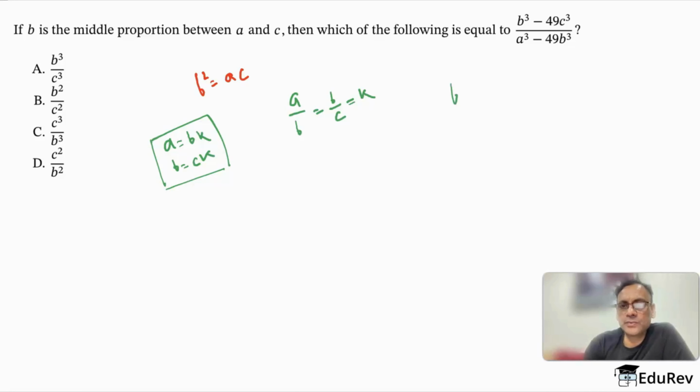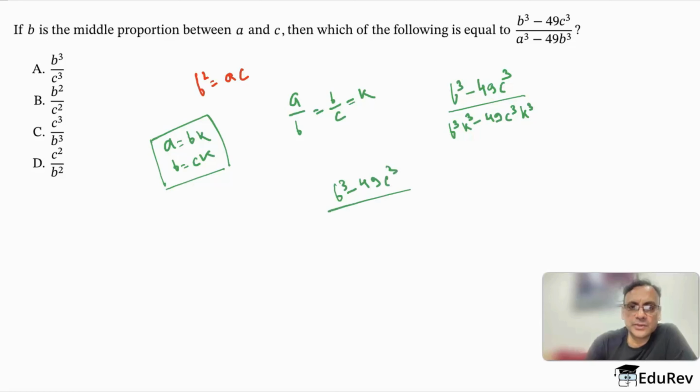So my B cube minus 49C cube. Let's not touch the numerator right now. Let's change the denominator. So A cube is equal to B cube K cube minus 49, B cube is equal to C cube K cube. From the denominator, B cube minus 49C cube, let me take out K cube. Once I do that, I get B cube minus 49C cube, the same value that was there in the numerator. That gets cancelled and I get 1 by K cube. That's my answer. But I don't have 1 by K cube.